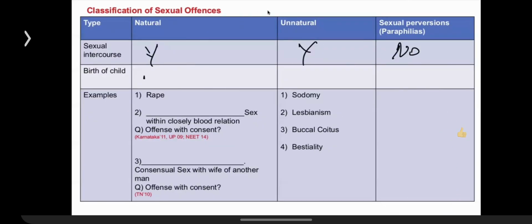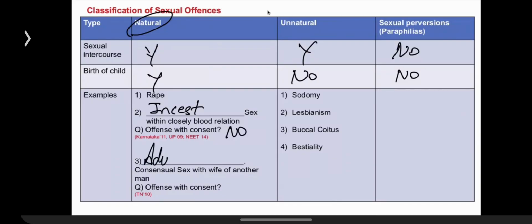Birth of the child occurs in natural, but not in the other two. Okay. The examples of natural sexual offenses are rape and sex with a closely blood-related person. This is called incest. Is it an offense with consent? No, it is not an offense in India. Sex with the wife of another man is called adultery. This is again not an offense in India. Earlier it was an offense, now it is not. These four are unnatural sexual offenses.